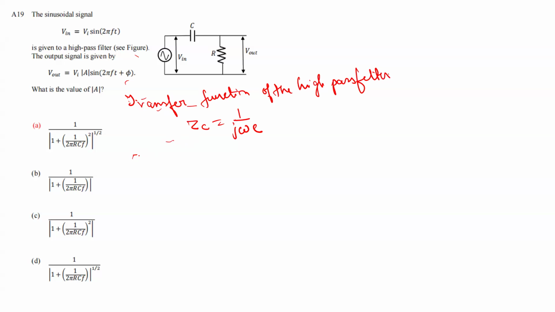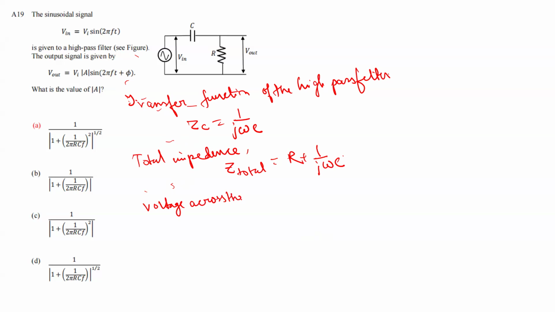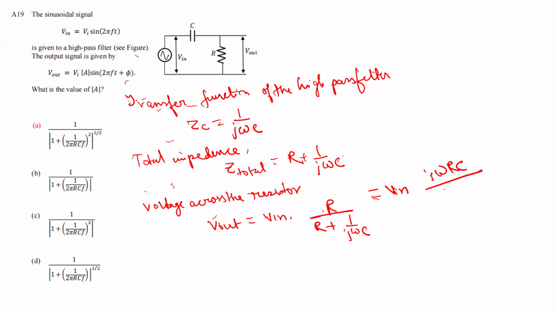The total impedance we can write as Z total equal to R plus 1 by j omega C. Right, the voltage across the resistor, we can write, V out equal to V in into R divided by R plus 1 by j omega C, or we can write that V out equals V in j omega RC by 1 plus j omega RC.